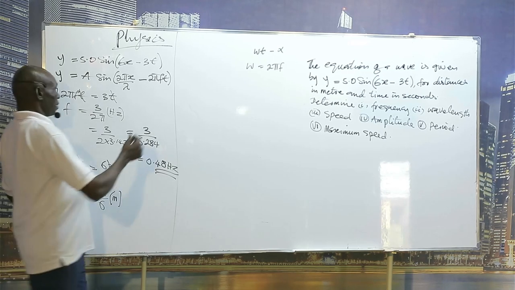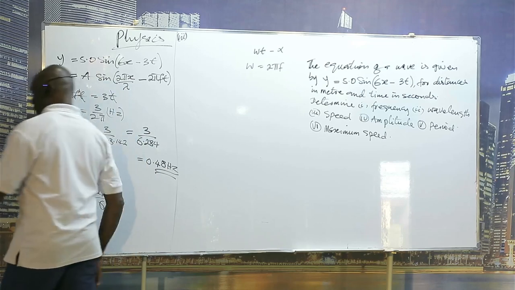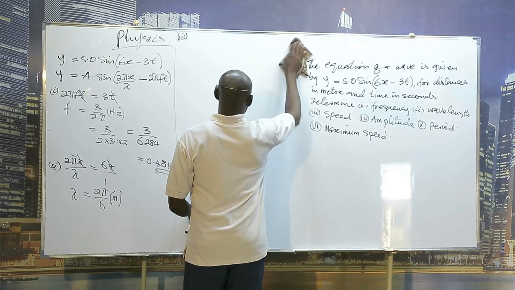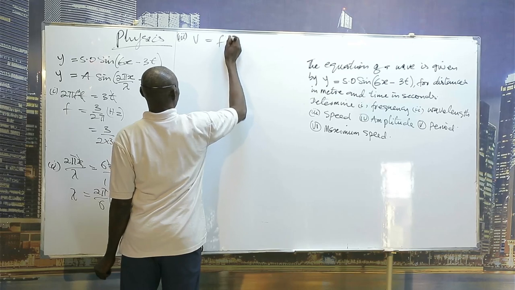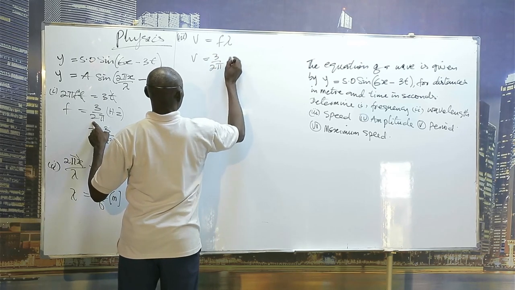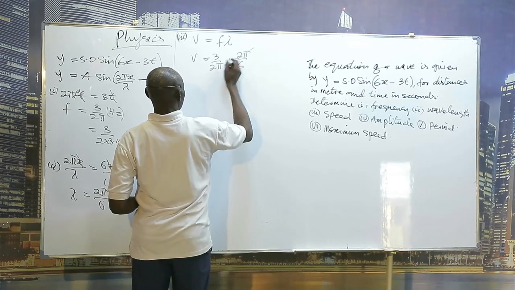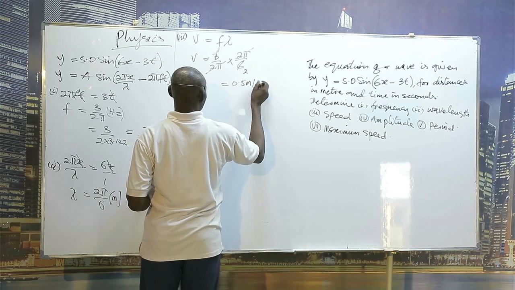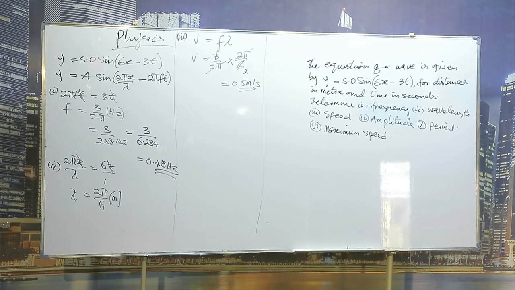You can convert also. And we have the III. What is it? Speed. For the speed, speed is f lambda. So f is 3 over 2 pi times lambda, which is 2 pi over 6. So 2 pi we go. This to 1, this to 2. Which is 1 over 2, and that's 0.5 meter per second. That's the speed. The second person that gave me the value got it right.